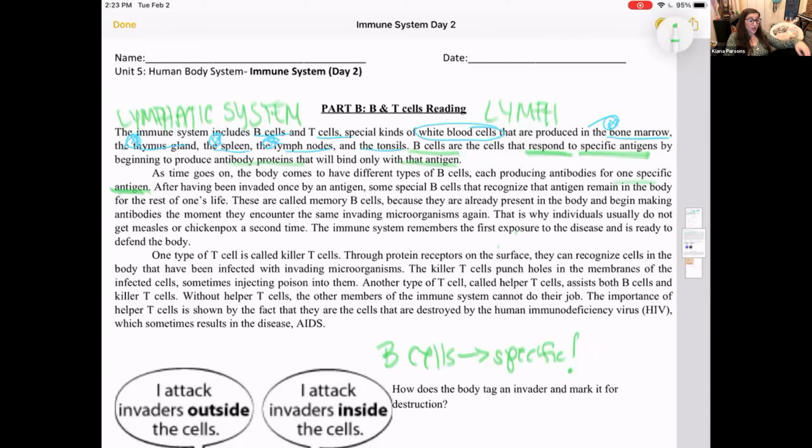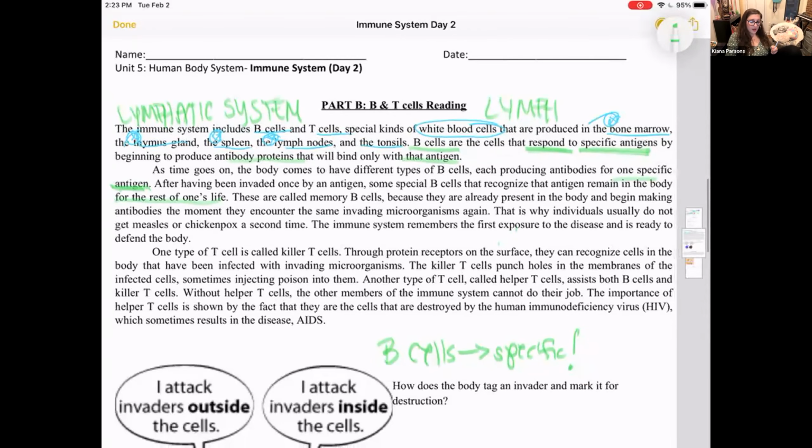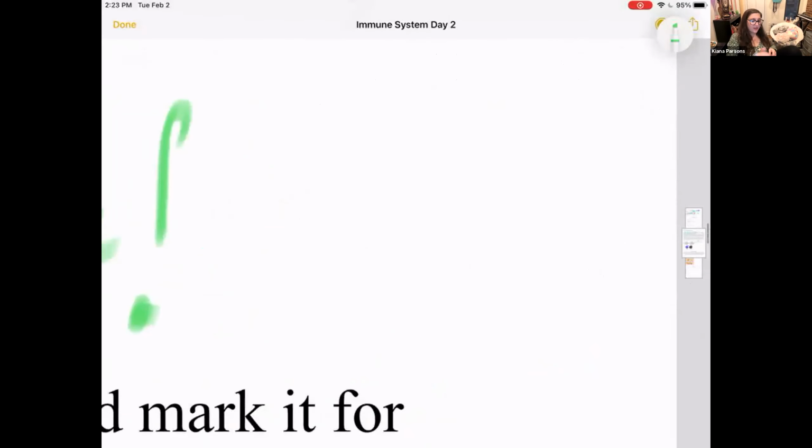After having been invaded once by an antigen, some special B cells that recognize that antigen remain in the body for the rest of one's life. And this is called adaptive immunity.